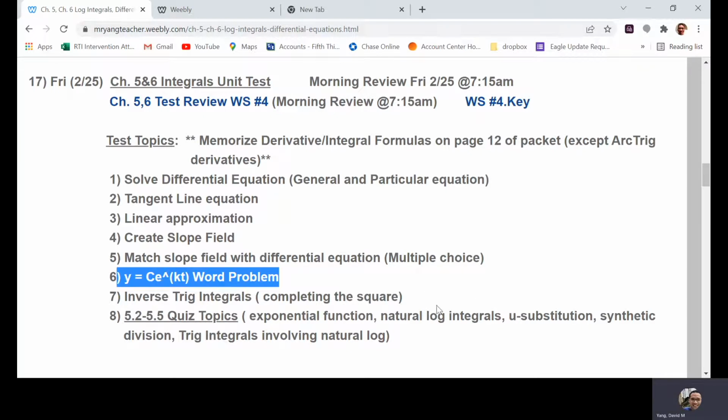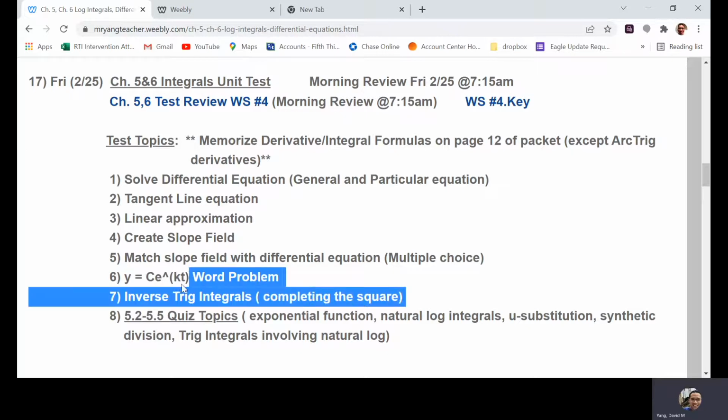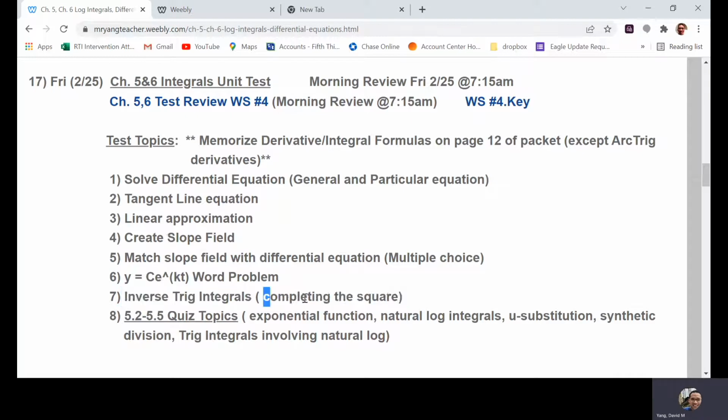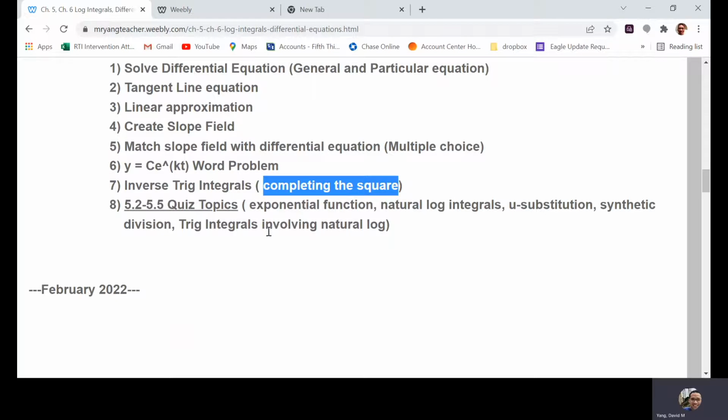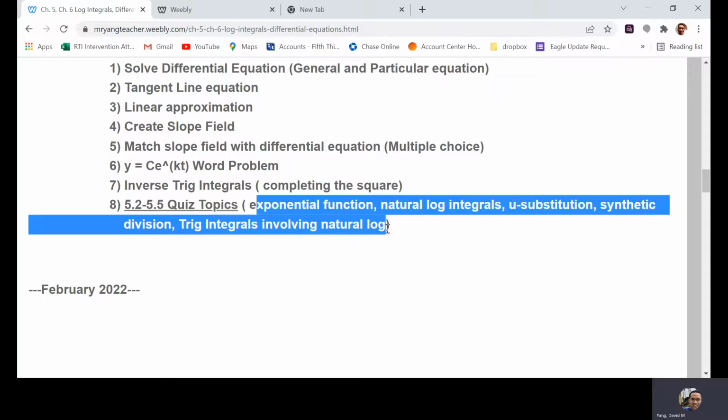Inverse trig integrals. This is the last topic that we covered for this unit. Sometimes we have to complete the square and involve inverse trig integrals. Also, you just received back your 5.2, 5.5 quiz, and those topics are also on the test: taking the antiderivative involving exponential functions base e, natural log integrals, substitution, synthetic division, and trig integrals involving natural log.